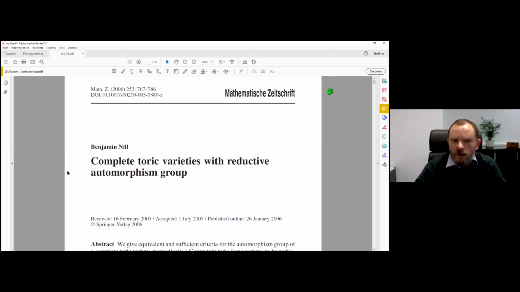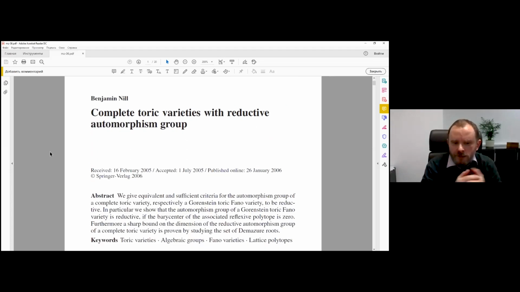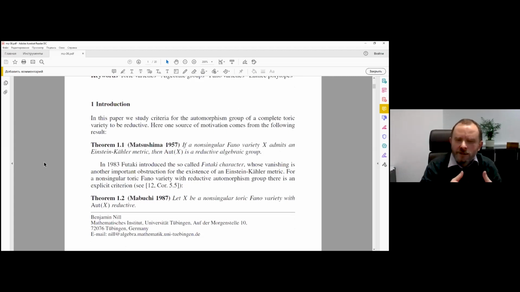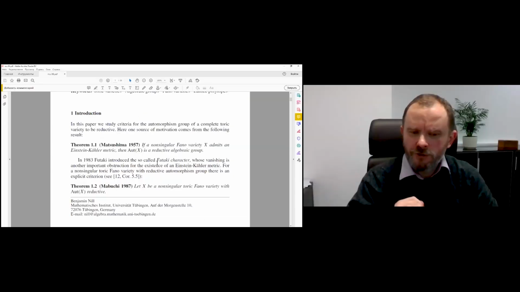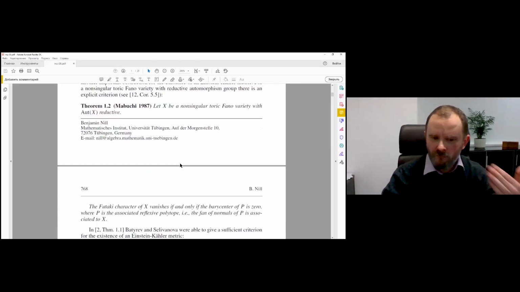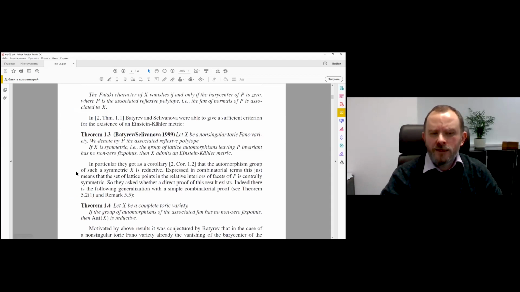And there are several ways to write an introduction. Benjamin's variant here is something like an excursion. He takes us through known results. So he tells some stories, how it was proved earlier, what is known, what is not known. And he goes through, firstly, existing theorems. He mentions theorem 1.1 by Matsushima, theorem 1.2 by Mabuchi. He gives some short comments, illustration to this. He goes further.